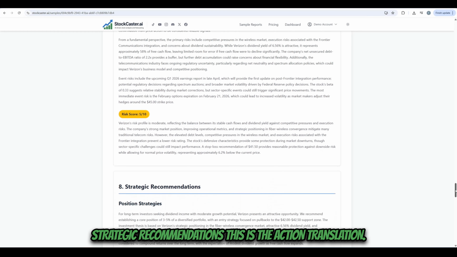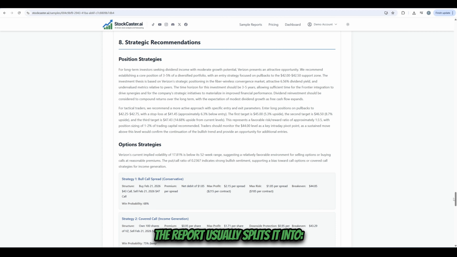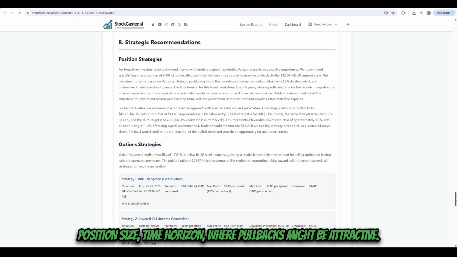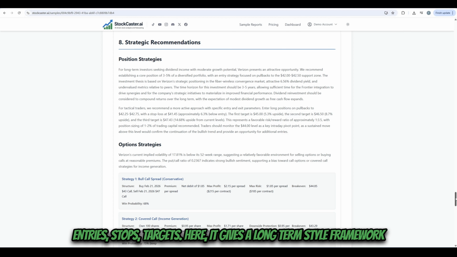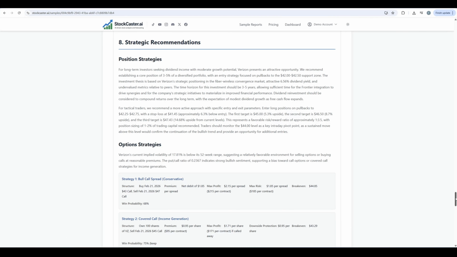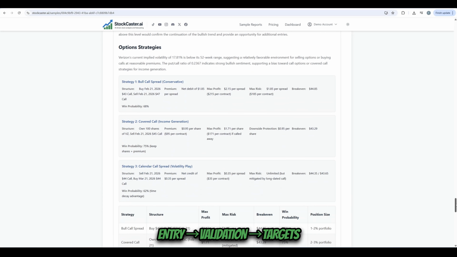Section 8. Strategic recommendations. This is the action translation. The report usually splits it into long-term investor approach, position size, time horizon, where pullbacks might be attractive, tactical trader approach, entries, stops, targets. Here, it gives a long-term style framework, like a core position size range and a focus on pullbacks into support. And for traders, it gives specific levels, suggested entry zone, a stop, and multiple targets. The important part isn't copying it blindly. It's understanding the structure. Entry, validation, targets.